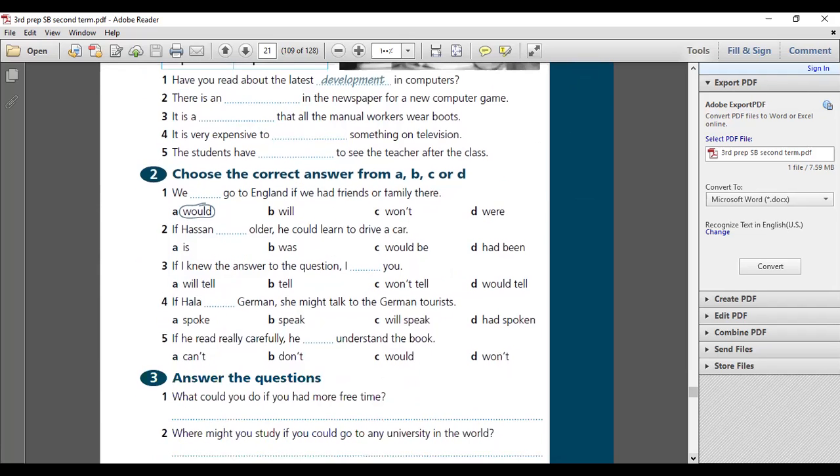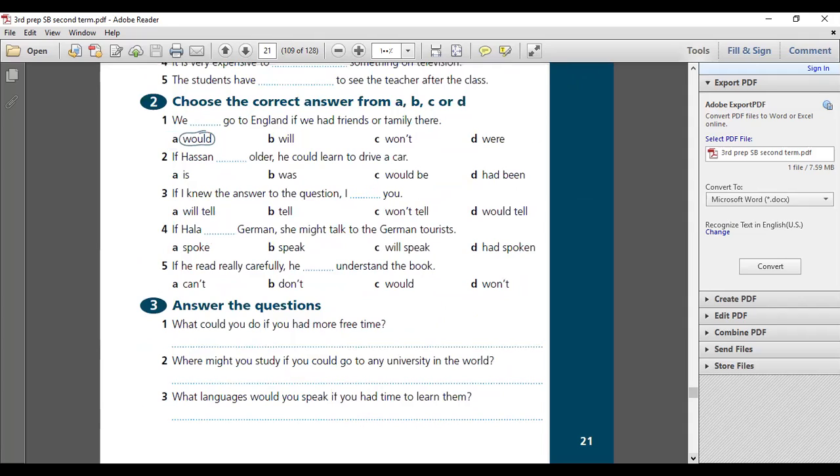Okay. Number two, choose the correct answer. Number two, if Hassan was older, he could learn to drive a car. Was. Number three, if I knew the answer to the question, I would tell you. Super excellent. Number four, if Hala spoke German, she might talk to the German tourist. Spoke. If he read really carefully, he would understand the book.